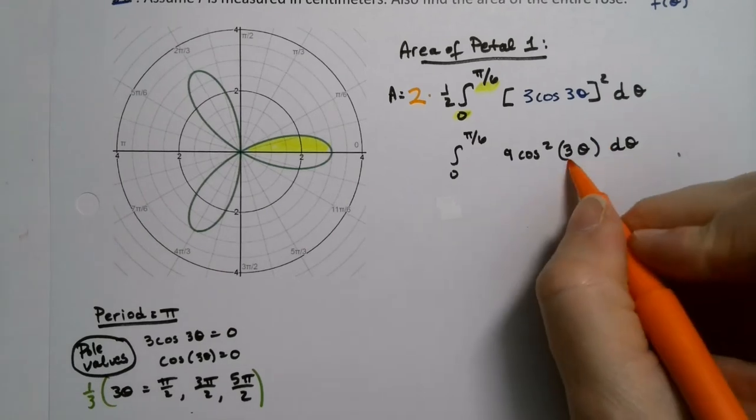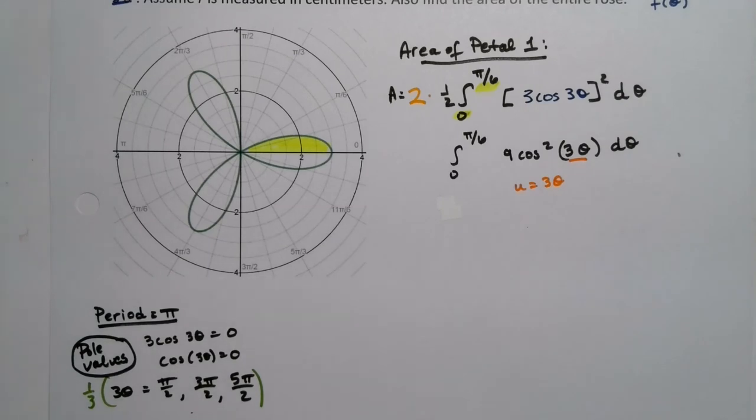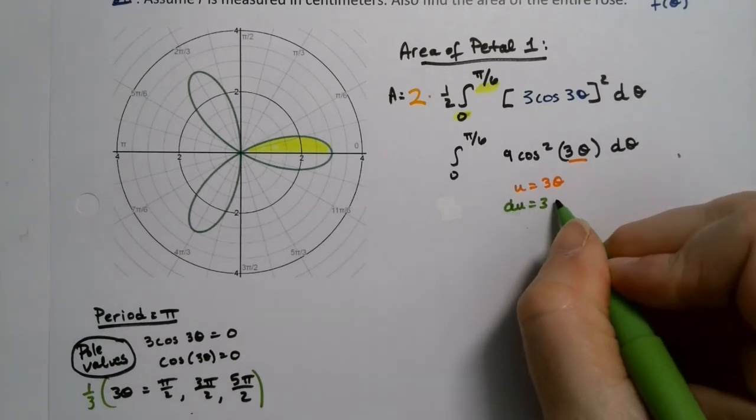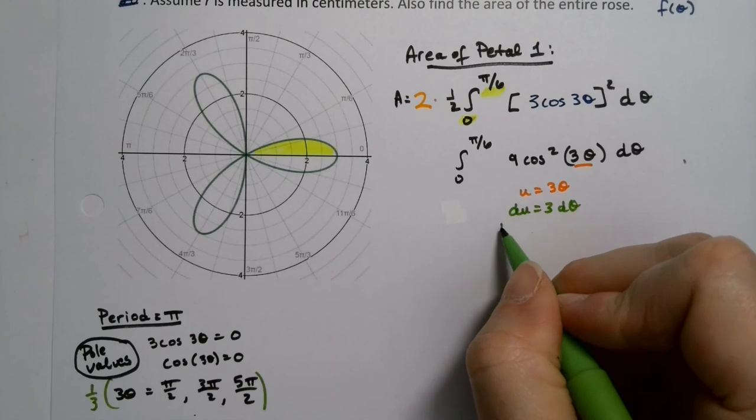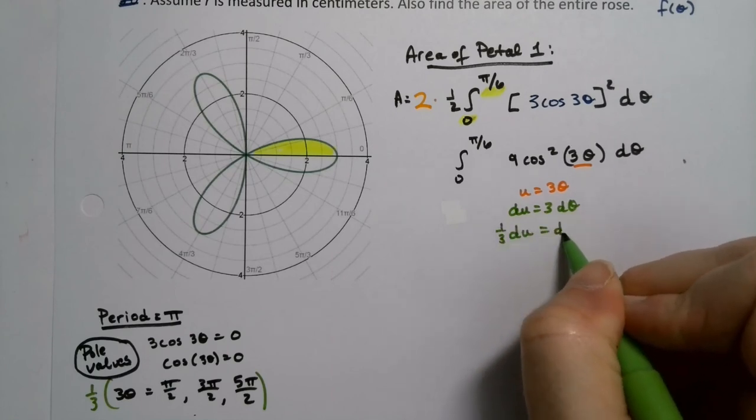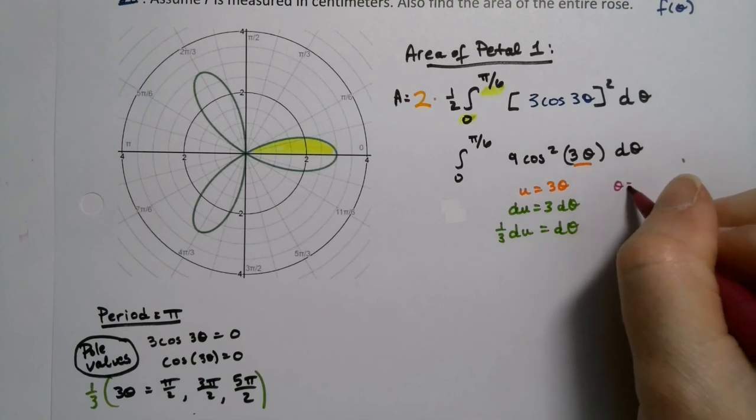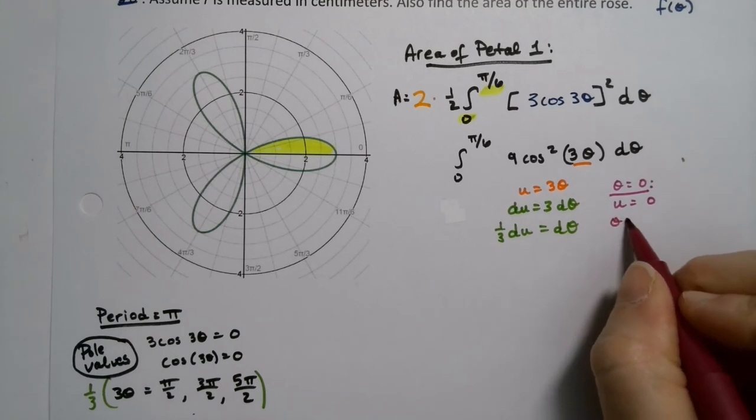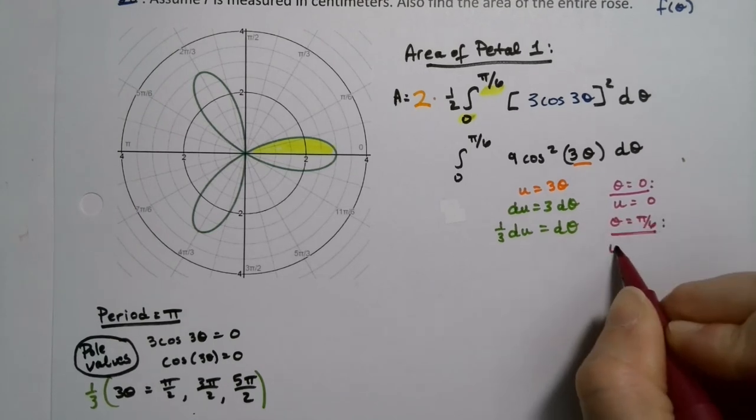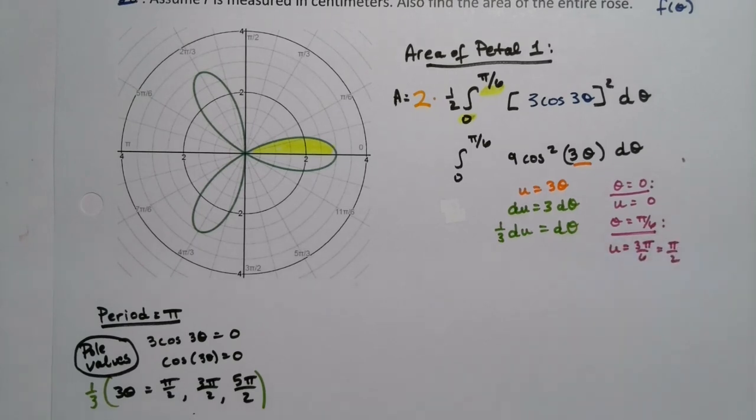So u is 3 theta. du is 3 d theta. Oh, so I could actually change that. I could do this either as 1/3 du equals d theta, or I could manipulate the 9, but it'll work out either way. And let's think about our angles. I want theta equals 0, so that would mean u is 0. No problem. If theta equals pi over 6, u is 3 times pi over 6, which is pi over 2.